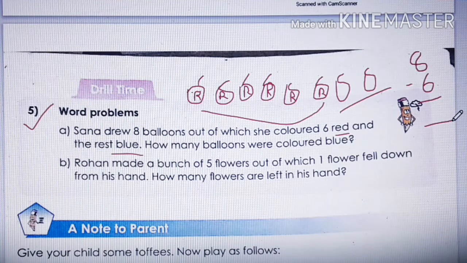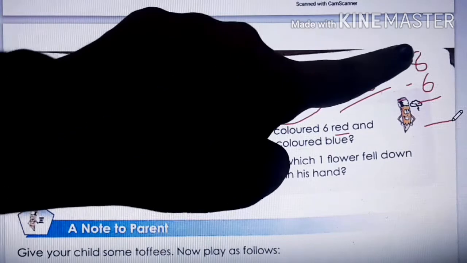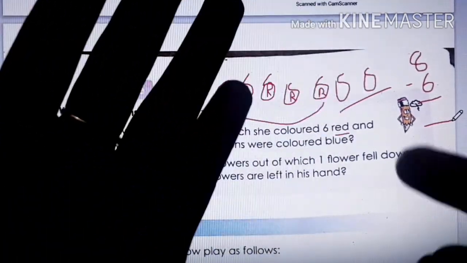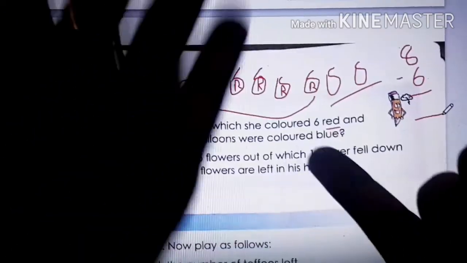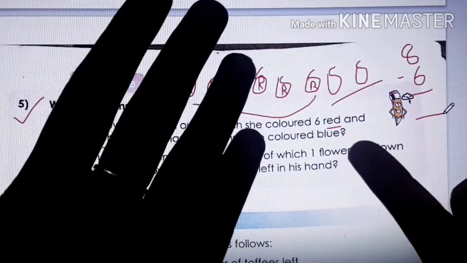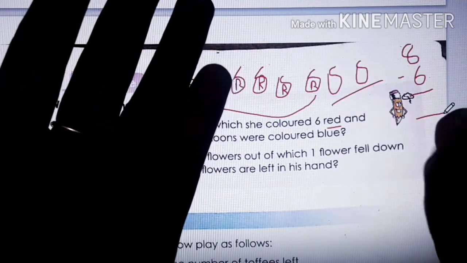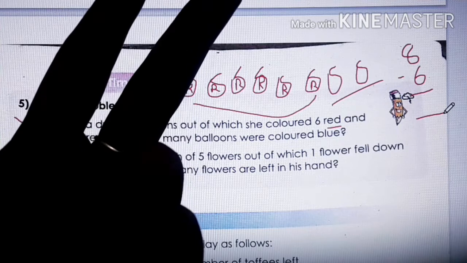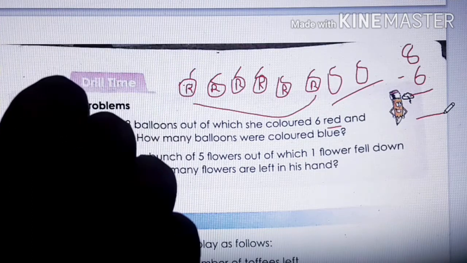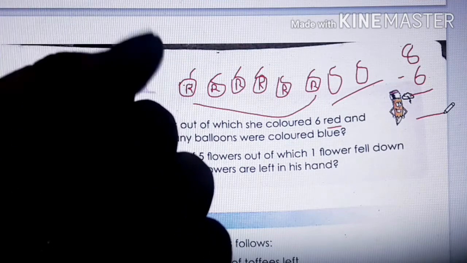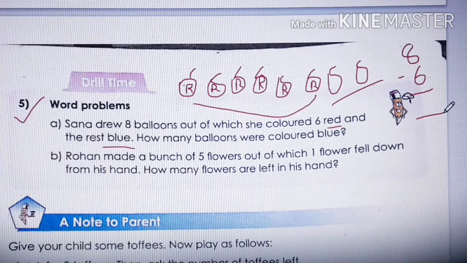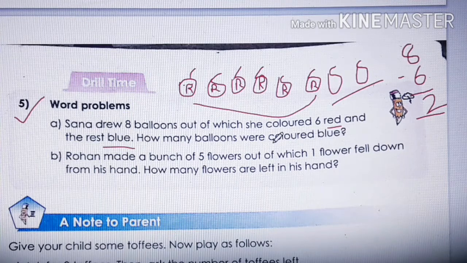So you know how to subtract, children, mentally. Keep the bigger number in mind. Open 6 fingers. Open 6 fingers, children. Then do backward counting from before 8, 7, 6, 5, 4, 3, 2. So where we stop, children? 2. So 8 minus 6 is what? 2. So how many balloons were colored blue? 2 balloons were colored blue. Okay.